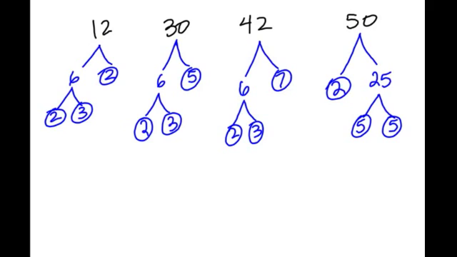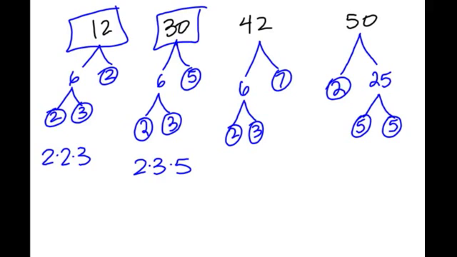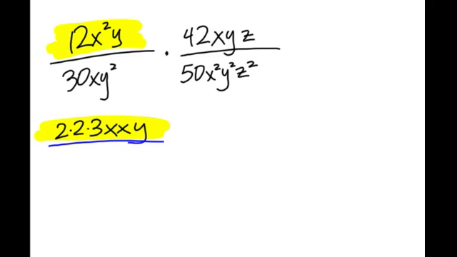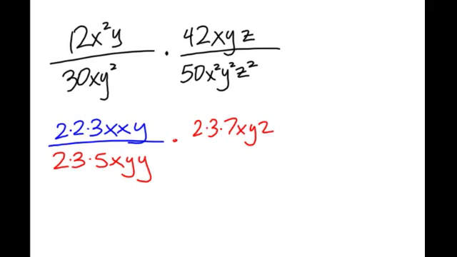Those are all prime. So I'm going to go back to the original problem, and instead of writing 12, I'm going to write 2 times 2 times 3. Instead of writing 30, I'm going to write 2 times 3 times 5. The prime factorization of the number. This right here is exactly equal to this right here, just written a little bit differently. So 30 was 2 times 3 times 5, x, y, y. 42, 2 times 3 times 7, x, y, z. 50, 2 times 5 times 5, x, x, y, y, z, z.